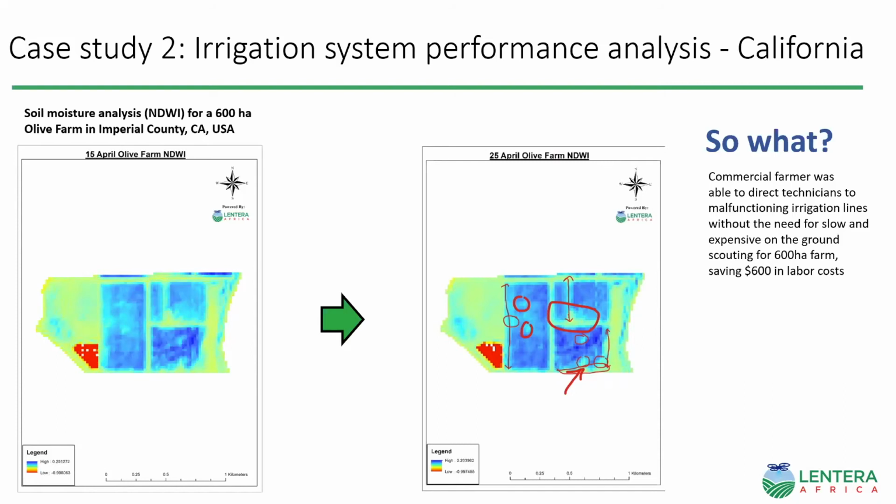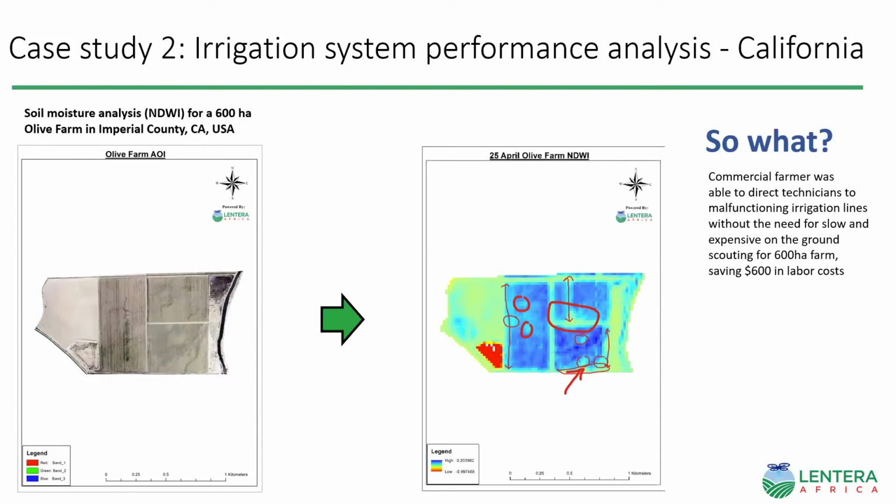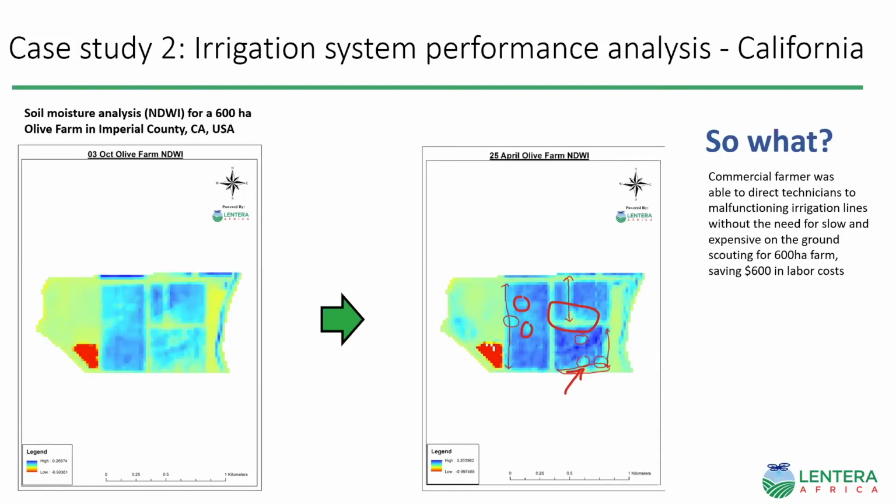From the information we gave the farmer, he was able to direct technicians to malfunctioning irrigation lines without the need for slow and expensive on-the-ground scouting for the 600-hectare farm. Thus, he saved around $600 in labor cost.